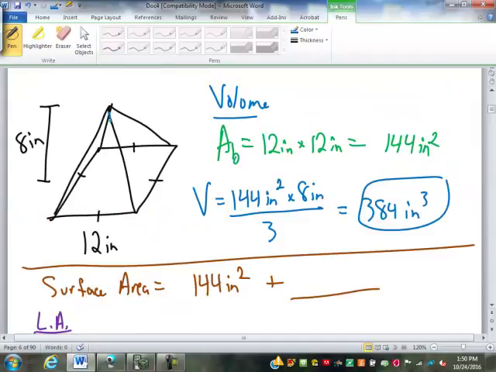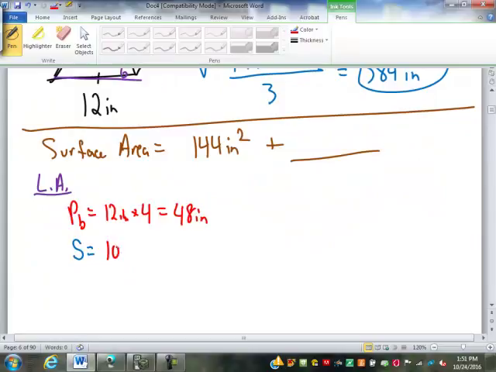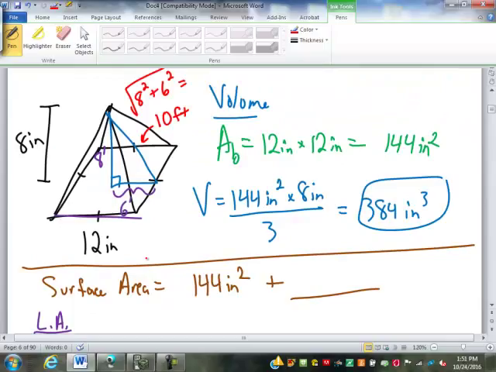The slant is going to be found by doing this little triangle here. This distance here is 8, because that's just our height. What's this little distance here? 6, half of our side. So we have 8 squared plus 6 squared equals our slant squared. In other words, the square root of 8 squared plus 6 squared gives us 10. So our slant equals 10 inches, not feet.